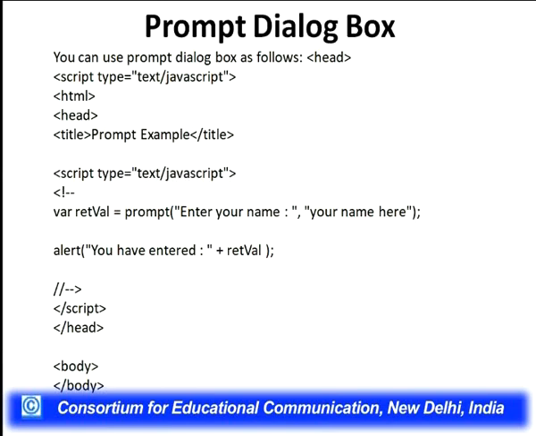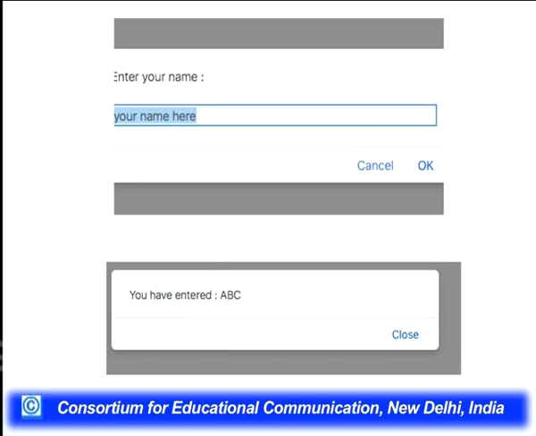If you see the output of this program, you can see that prompt is showing the user a message that you have to enter your name, and when the user enters the name, the alert box shows the name that the user has entered. In case of alert, you can only see the close button. In prompt you have both OK and Cancel buttons.